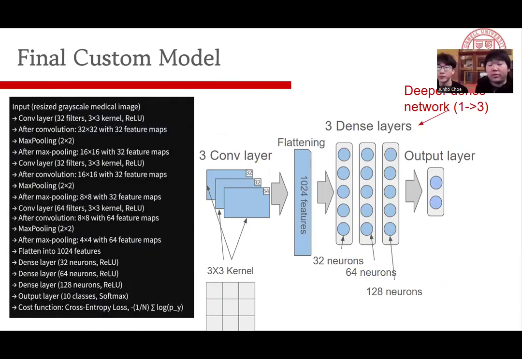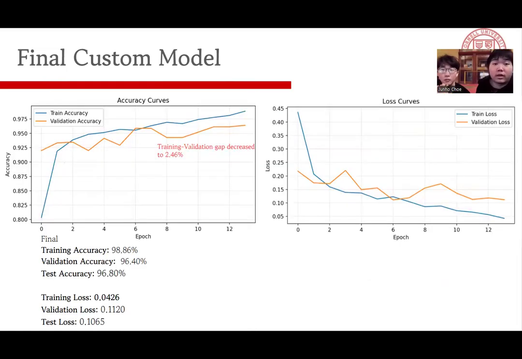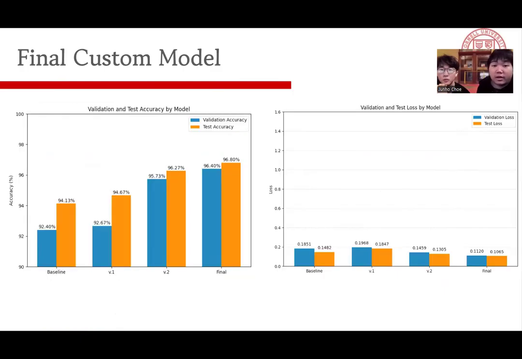The final custom model uses everything that worked on the previous models and puts it into one. The final custom model has the highest accuracies and the best losses. And the accuracy curves and the loss curves are also converging a lot better than all the previous models. And the training validation gap decreases. Also, you can see based on this graph that the final model does a lot better than all the other models in accuracy and losses.